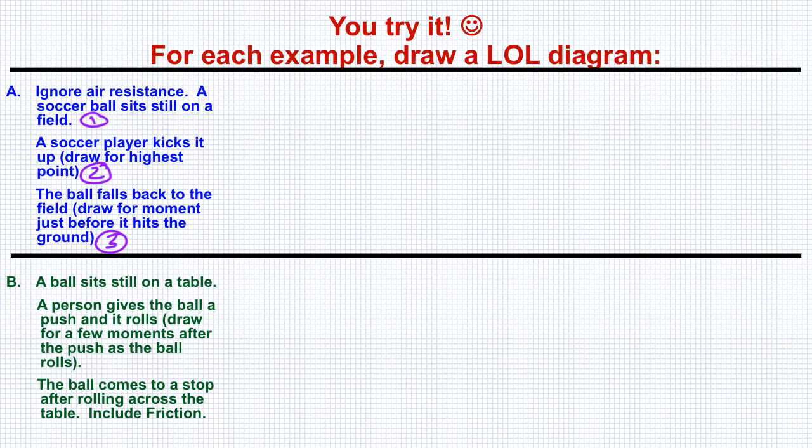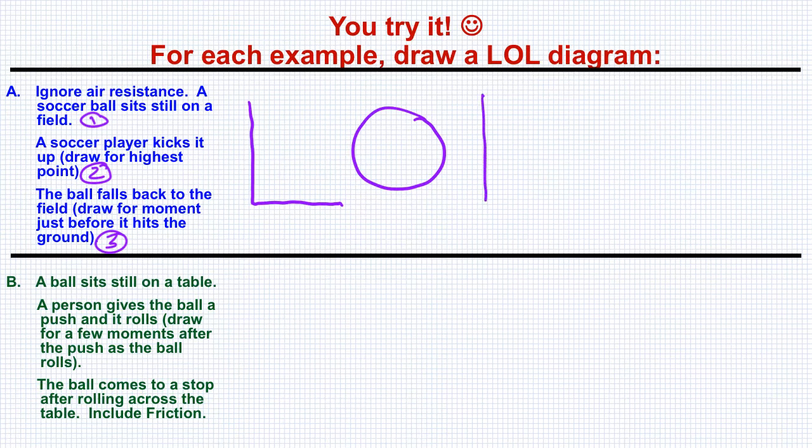So I'm going to draw an L. I'm going to draw an O. I'm going to try and keep my O kind of big because I need to write in it. And I'm going to draw an L. I know I have another L coming, but I'm going to start with these 2. I'm always just going to go one moment to the next when I draw.